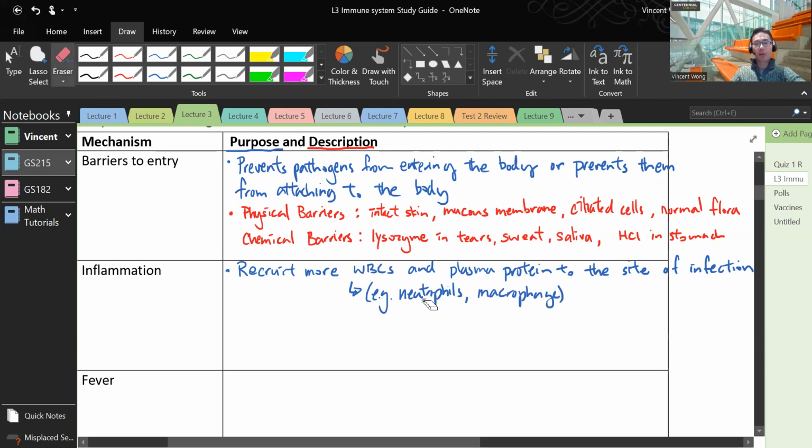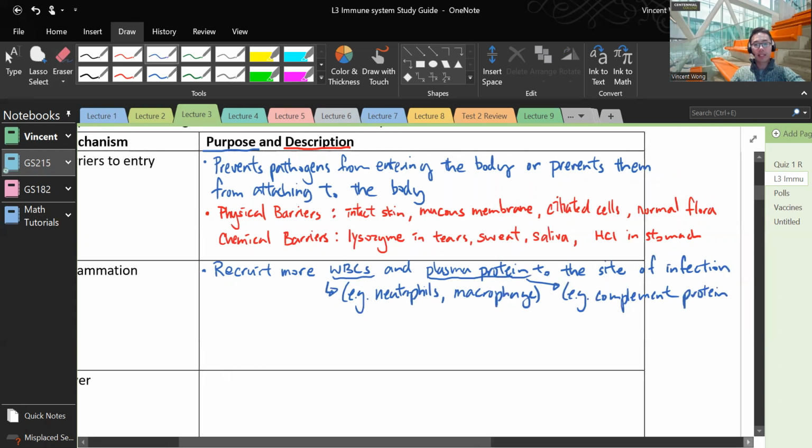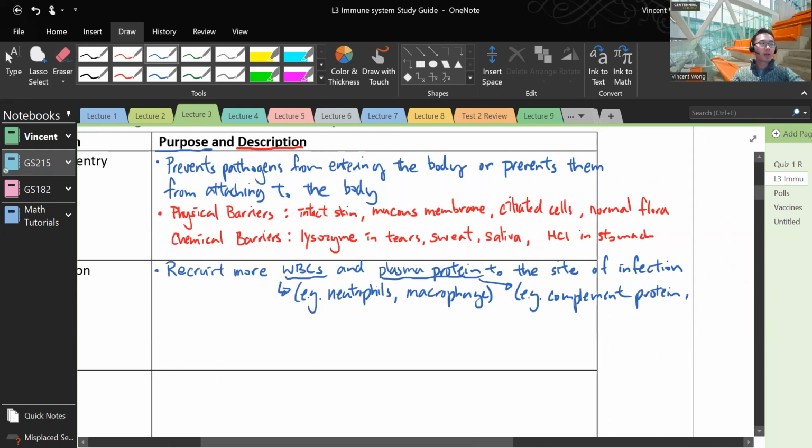Okay, so both of these are going to be important for eating up the pathogens. And then examples of plasma proteins that are going to help would be things like complement proteins. If you don't know what that is, I will explain in a bit. We're probably going to recruit a little bit of clotting factors, maybe, if you have a cut, right? Stuff like that.